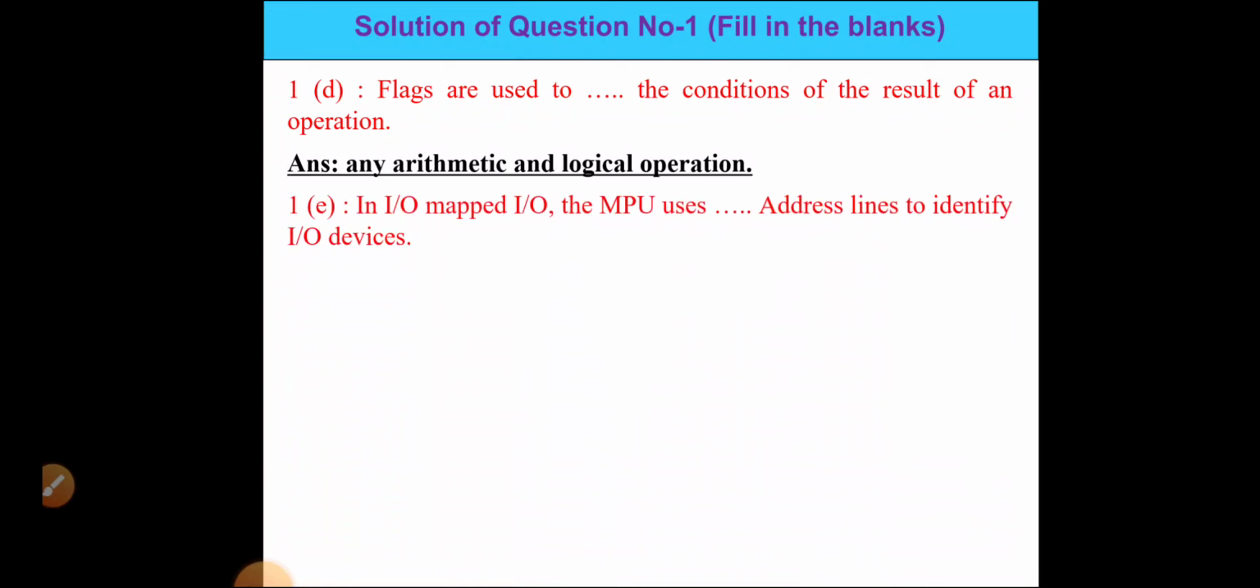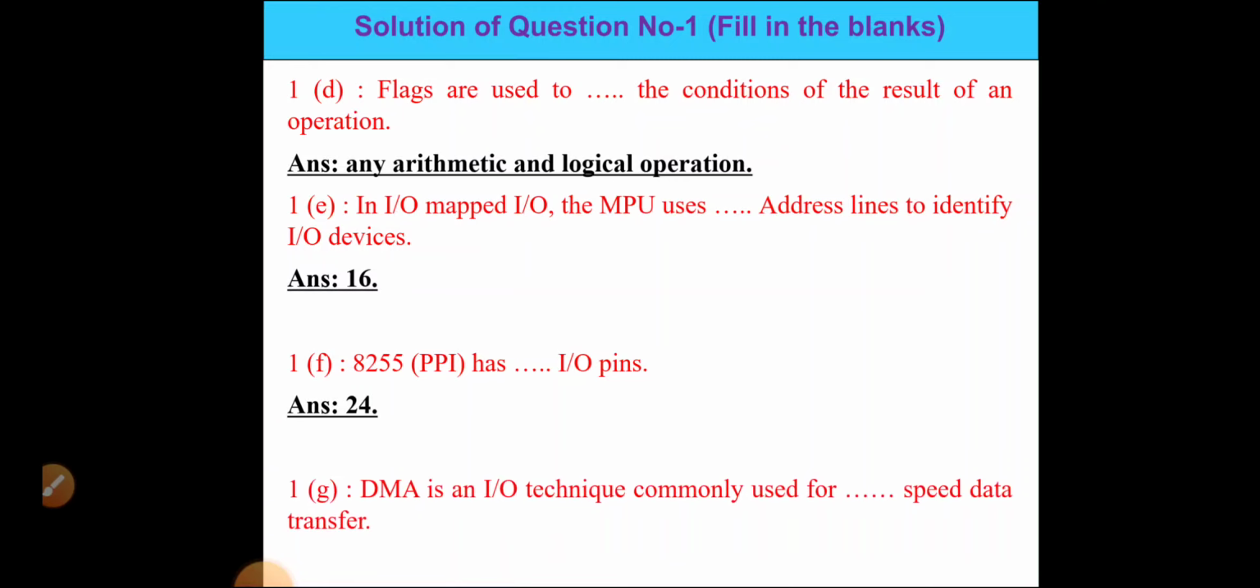Next, flags are used to indicate the condition of the results of an operation, for any arithmetic and logic operations. In input output mapped input output, the MPU uses 16 address lines to identify the input output device. 8255 PPI has 40 pins. 24 pins are there in 8255.